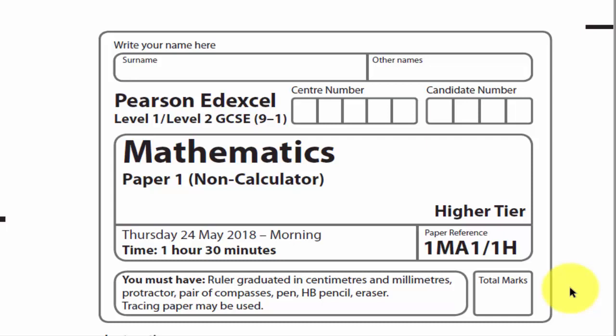Welcome to Higher Paper 1, GCSE Maths 2018. Remember, Paper 1 has no calculator allowed. And let's get going with question 1.